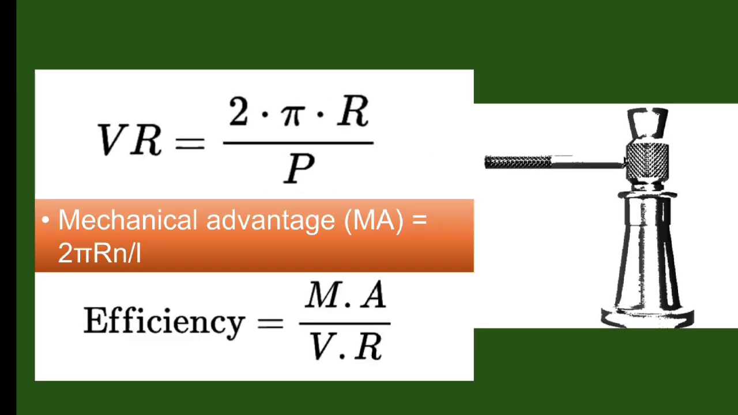Very important. Here we can see that the velocity ratio of a screw jack is 2 pi r divided by p. So 2 pi r by p is the velocity ratio. The mechanical advantage of a screw jack is 2 pi r n by L. This is the mechanical advantage of a screw jack. If we take these two and substitute in the formula of efficiency, that is mechanical advantage by velocity ratio, then we'll get the actual efficiency of the screw jack.